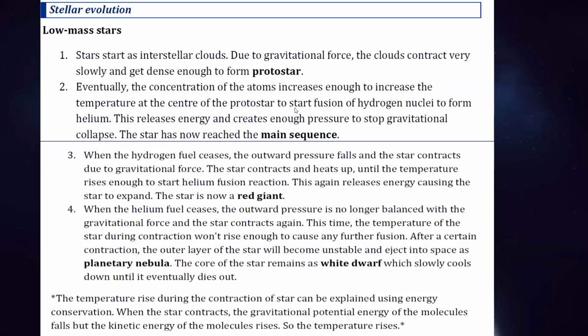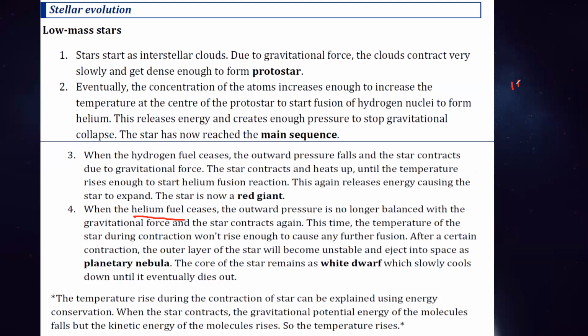Then what will happen when the helium fuel ceases? The outward pressure is no longer balanced with the gravitational force. And this time the temperature of the star during the contraction won't rise too much or cause too much fusion, because to do hydrogen fusion we need a relatively low temperature. To do helium fusion we need a high temperature, to do a fusion of heavier atoms.